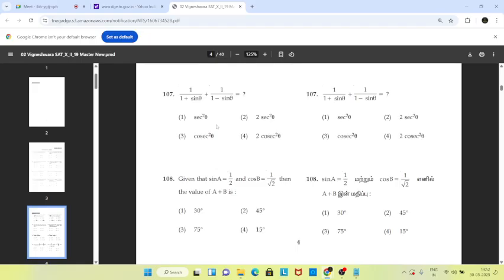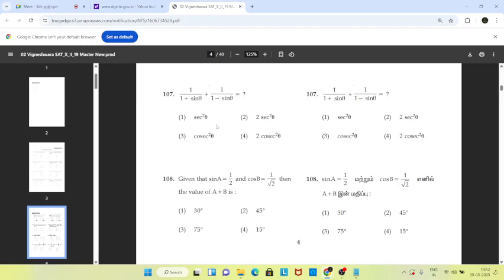If you add the angles, A is 30 degrees and B is 45 degrees, because sine 30 is 1 by 2. If you draw a right angle triangle with one angle 90 degrees, the other angles are 60 and 30. The side opposite 30 will be kept as 1, the side opposite 60 is root 3, and the side opposite 90 is 2. So you can calculate like that.